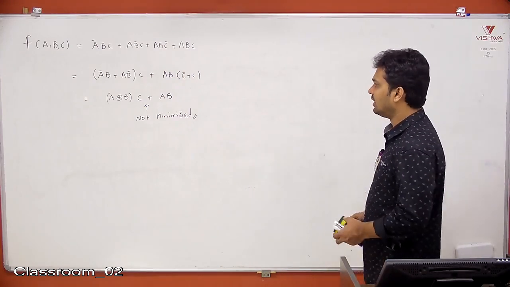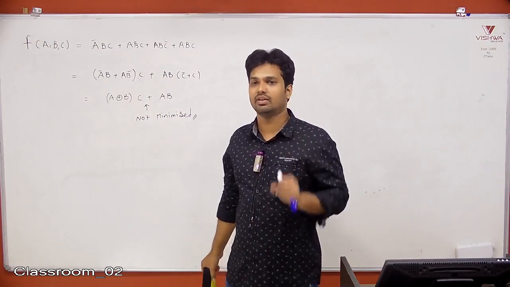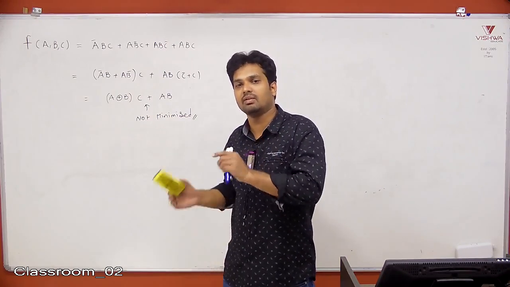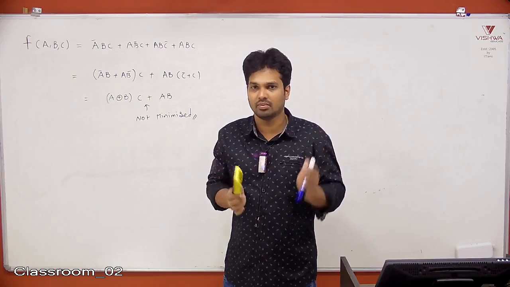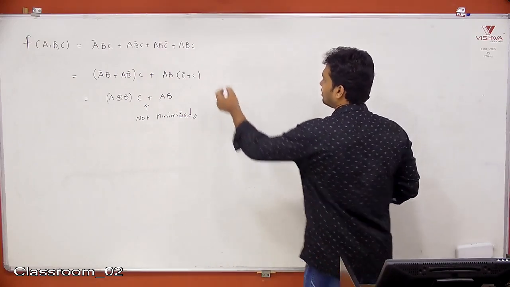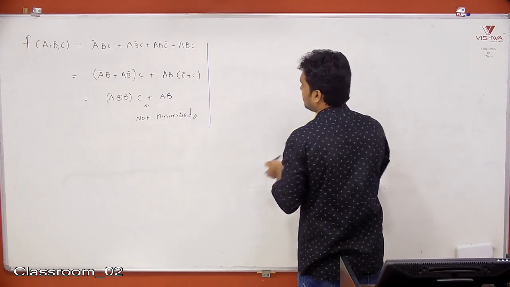You know, in the basics of Boolean algebra, I have given A plus A. What is the answer? A. A plus A plus A plus A plus A. Any number of times you add a particular term, you will get the same. So here, for minimization purpose, let us take the same expression.